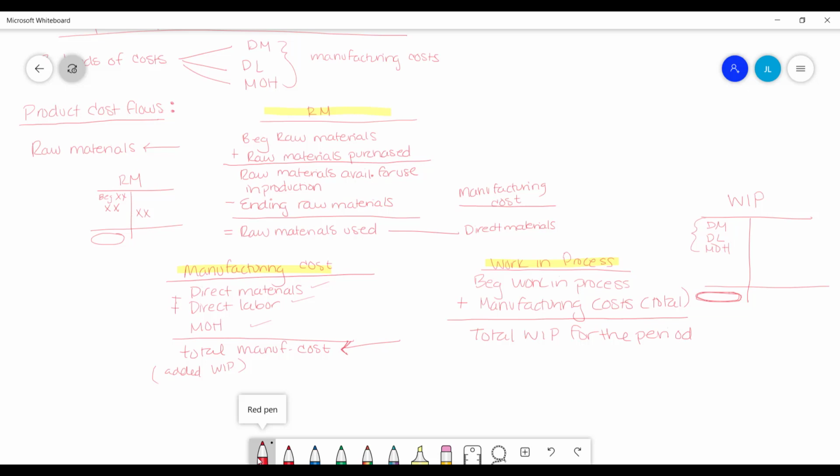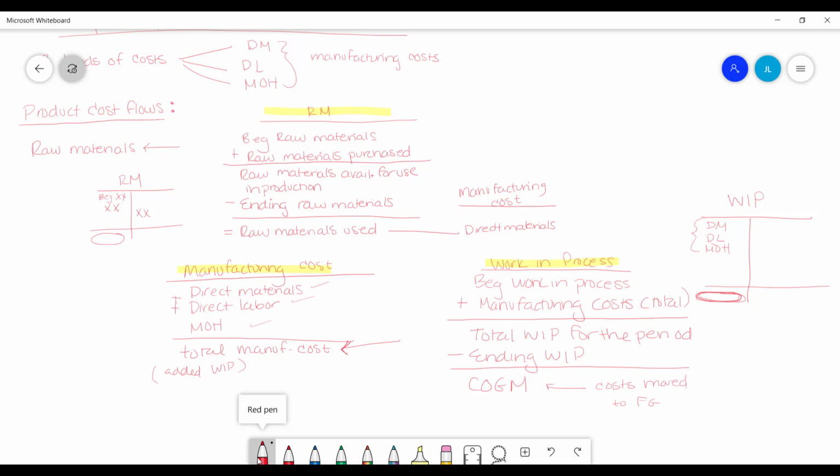So if I take my ending balance here, my ending work in process, and I subtract that from the total work in process for the period, that difference must refer to the cost of goods manufactured, right? Or remember we said the cost of goods manufactured is the total cost of the work completed for the period. Okay, and the cost of goods manufactured is just essentially the costs moved to finished goods because you finished them.